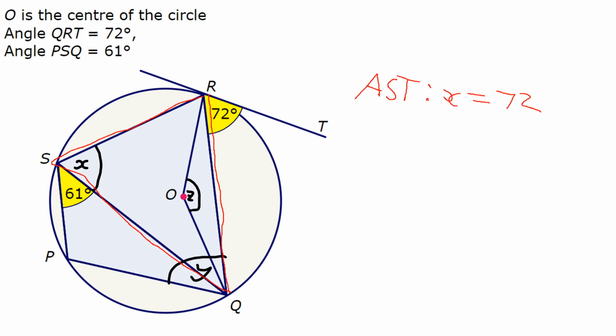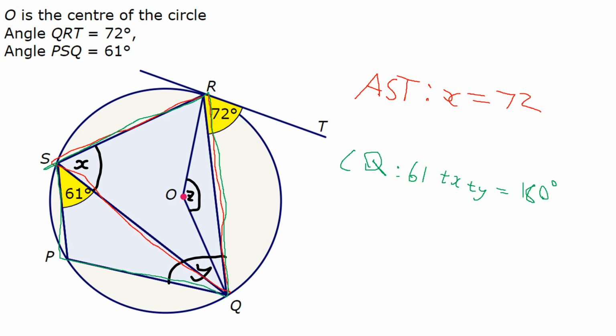Now, Y is a little bit more challenging, but let's see what we can do. What do you notice about Y? Or more specifically, the shape that Y is on? Exactly, it's on a quadrilateral. A cyclic quadrilateral, isn't it? So therefore, we can say that because of a cyclic quadrilateral, right? We can say that 61 plus X plus Y is equal to 180 degrees.